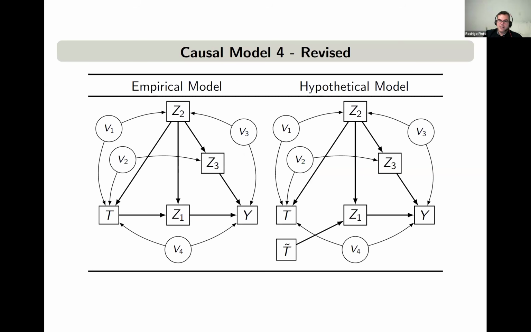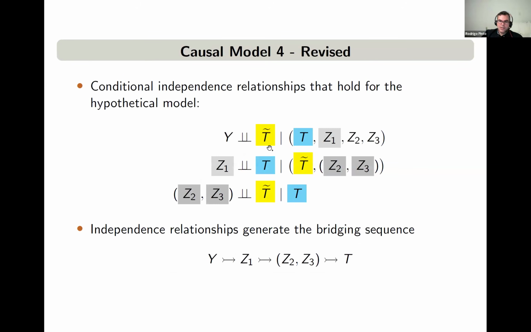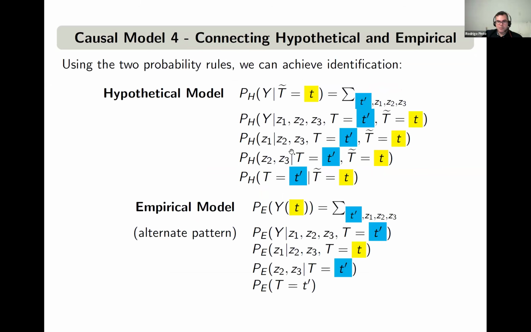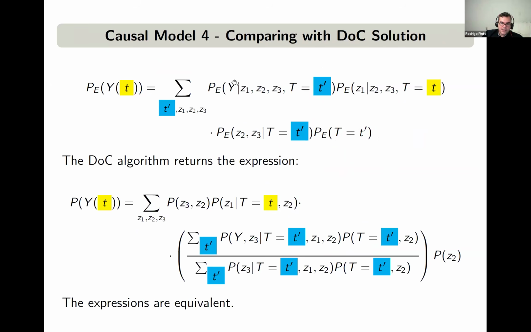In this case, same thing: in this model you have the hypothetical model. It turns out that this is the dependency structure that you have in the hypothetical model. Same as before, I get the probability of the hypothetical model, I can equate each one of them to a probability of the empirical model, and in doing so, I have identification. And that's the equation that I obtain, and that's the equation of the do calculus. And again, these two equations are equivalent.